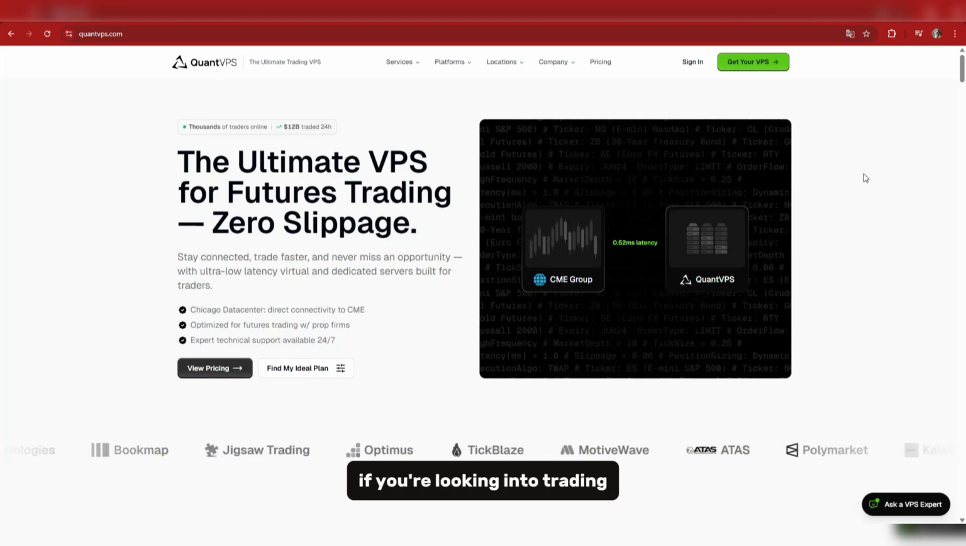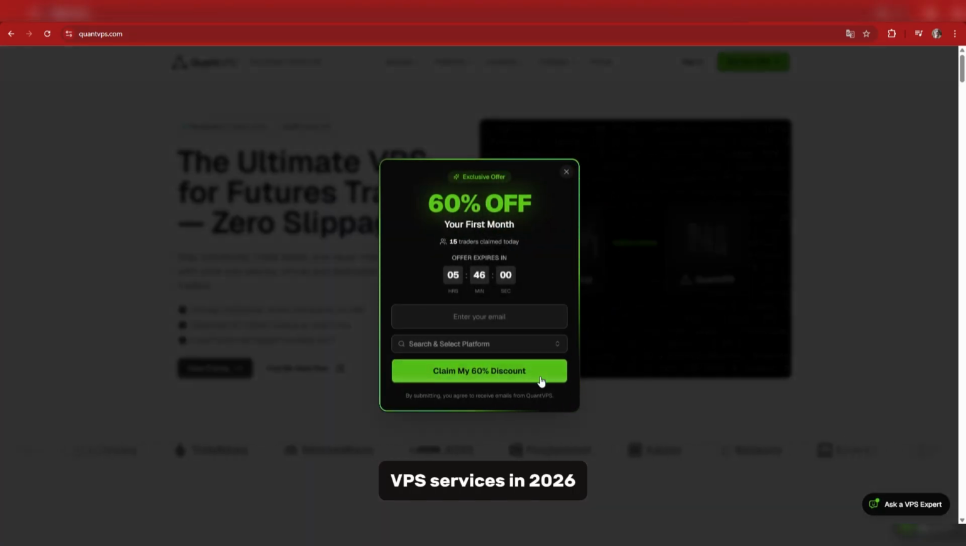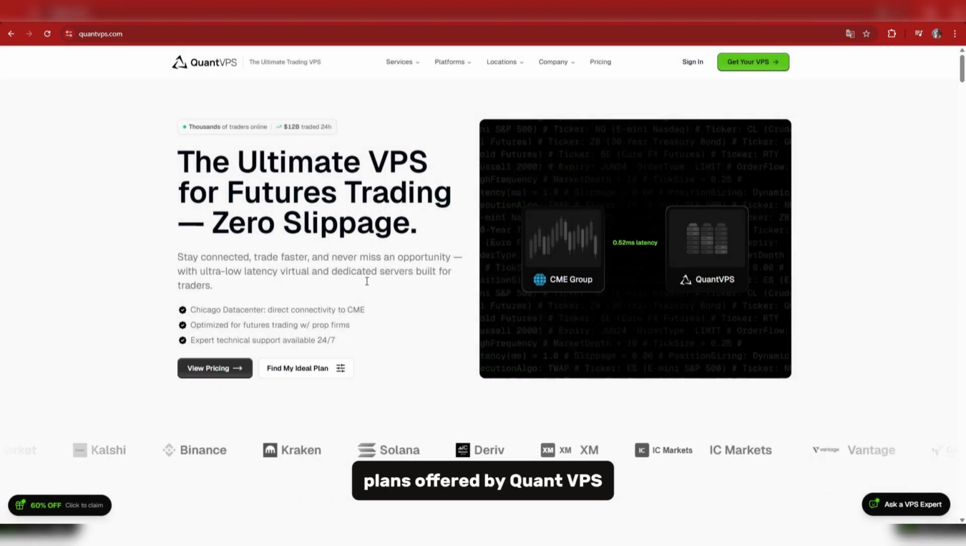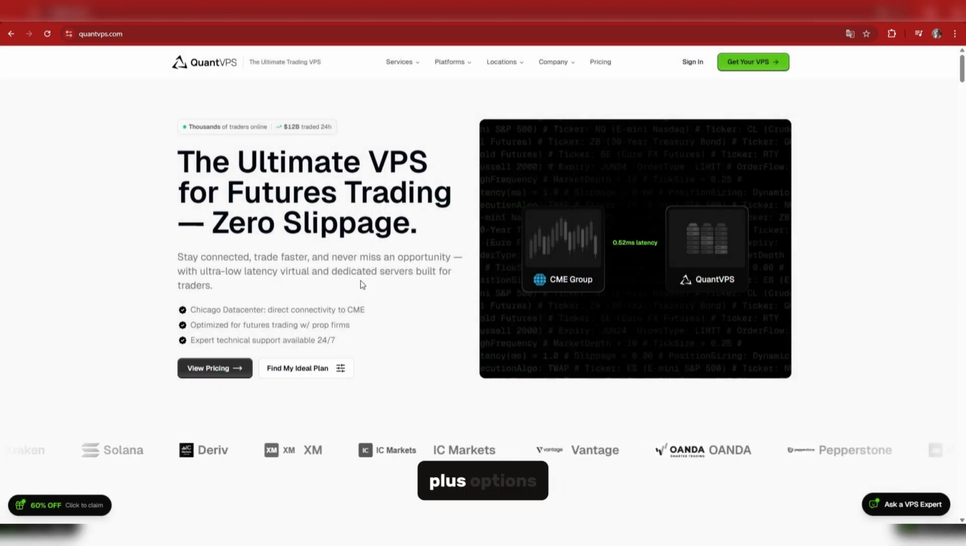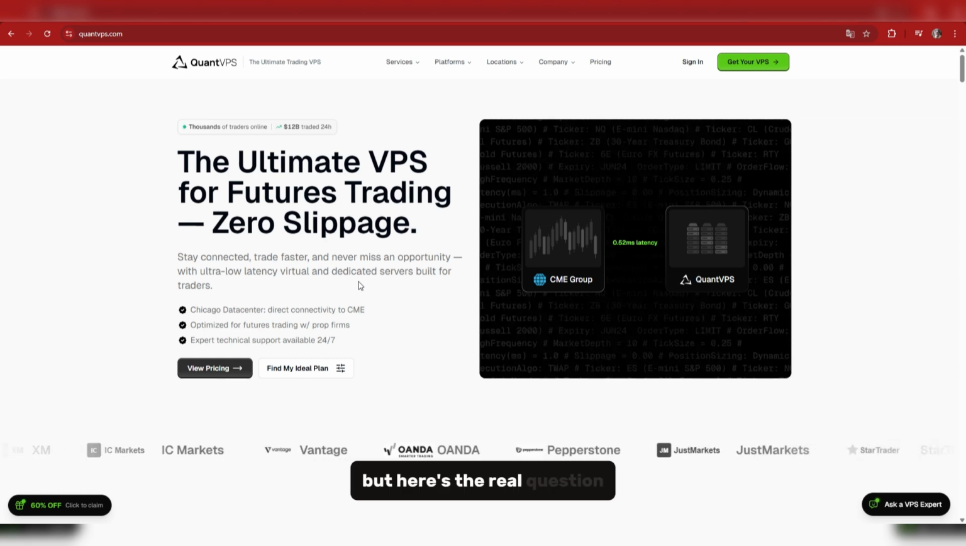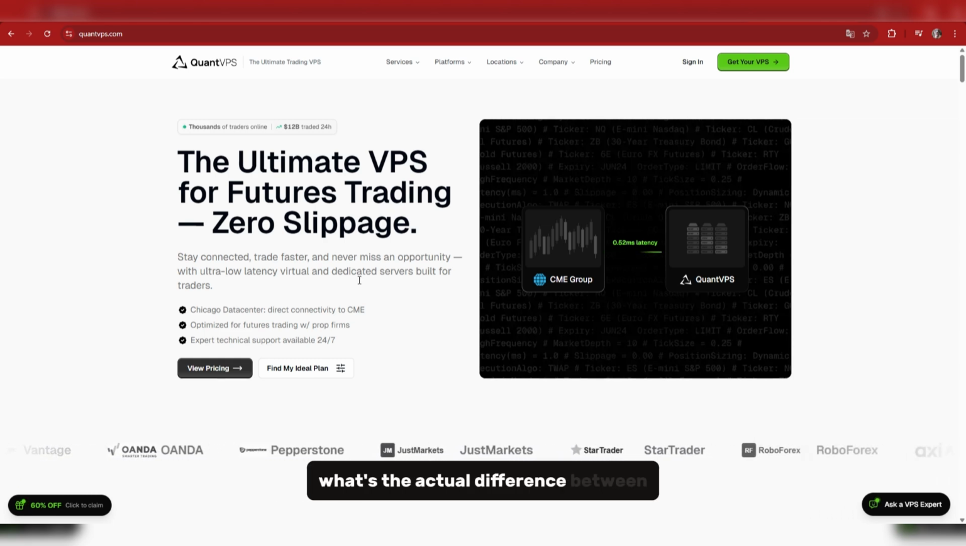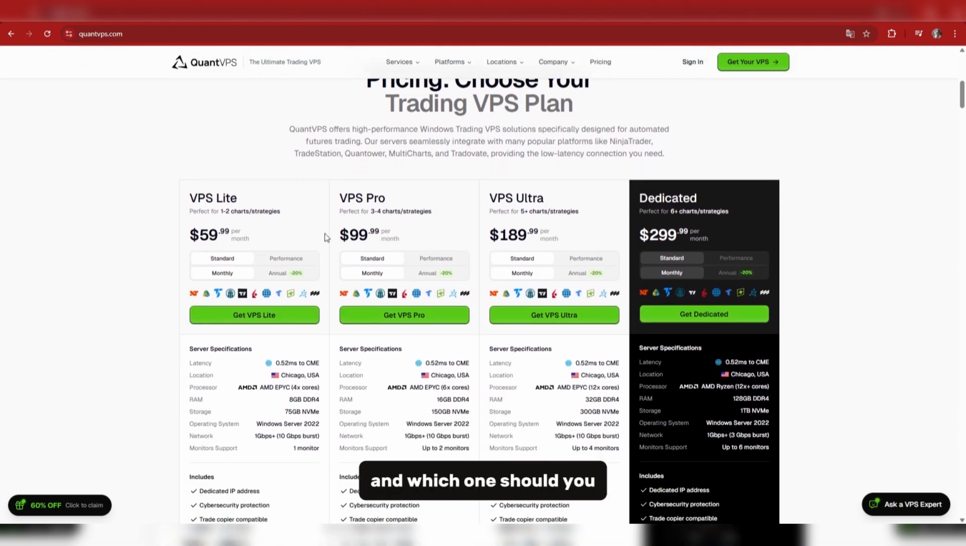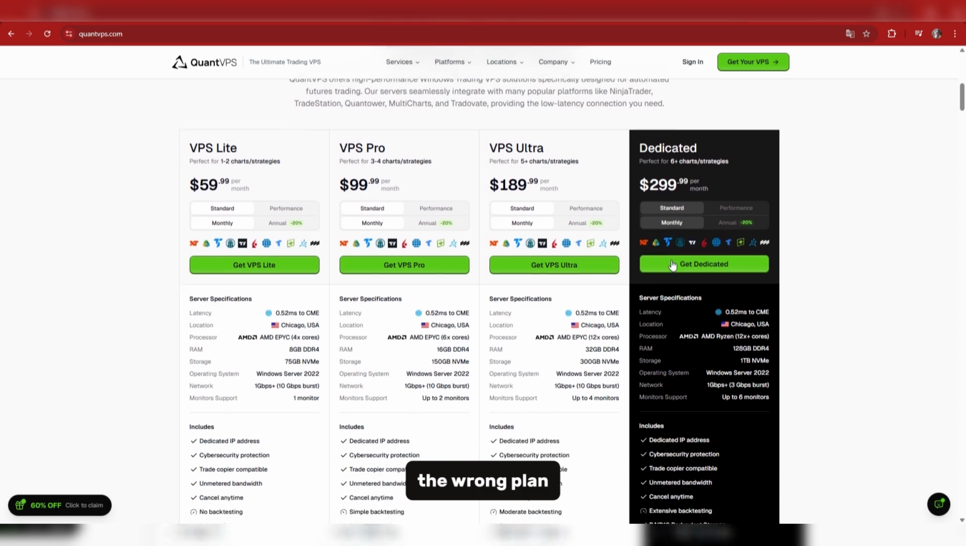If you're looking into trading VPS services in 2026, you've probably seen the different plans offered by QuantVPS, especially the Pro and Pro Plus options. But here's the real question: what's the actual difference between QuantVPS Pro versus Pro Plus, and which one should you really use? Because on the surface, they can look very similar. But in real trading conditions, the difference can be much bigger than you expect. So let's break it down clearly so you don't choose the wrong plan.